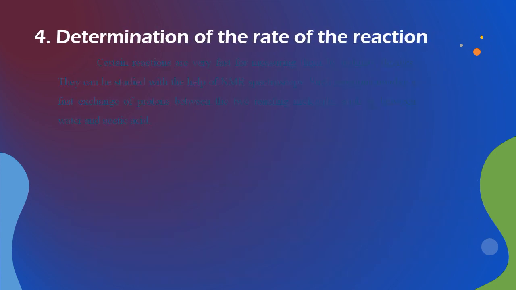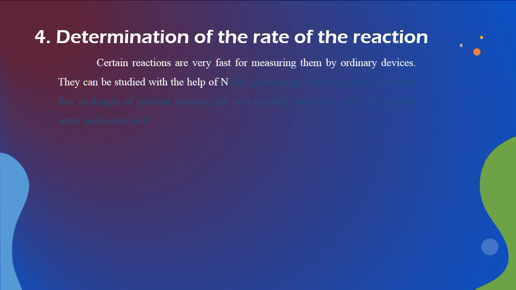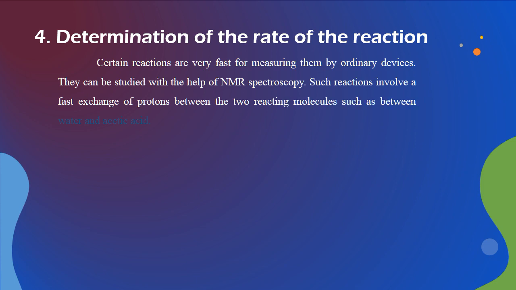Number 4. Determination of the rate of the reaction. Certain reactions are too fast to be measured by ordinary devices. They can be studied with the help of NMR spectroscopy. Such reactions involve a fast exchange of protons between the two reacting molecules, such as between water and acetic acid.